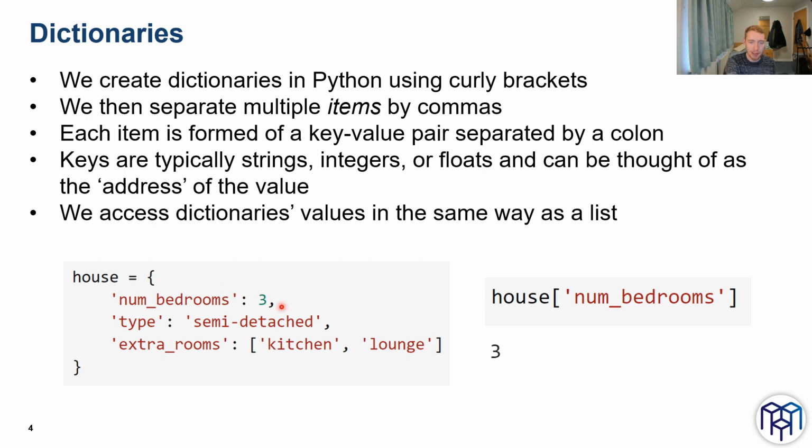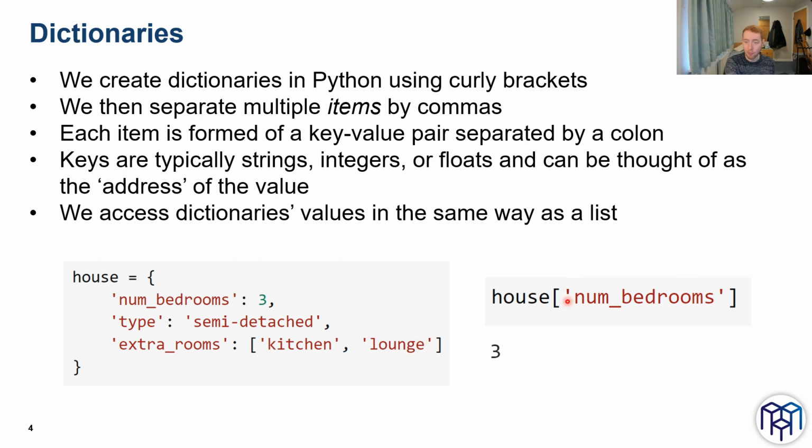So the first item is a key value pair separated by a colon. The key num bedrooms maps to the value 3. So in other words, the number of bedrooms we have is 3. The type maps, after the colon here, to the value semi-detached. And for extra rooms here, the corresponding value is a list. So we're capable of storing dictionaries and lists and tuples and whatever value we want as the values of our dictionary. So there's a lot of flexibility there.